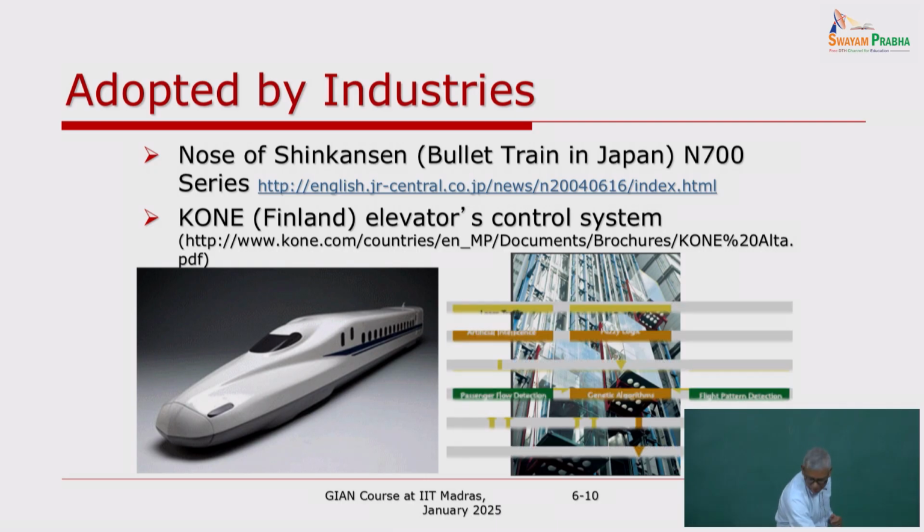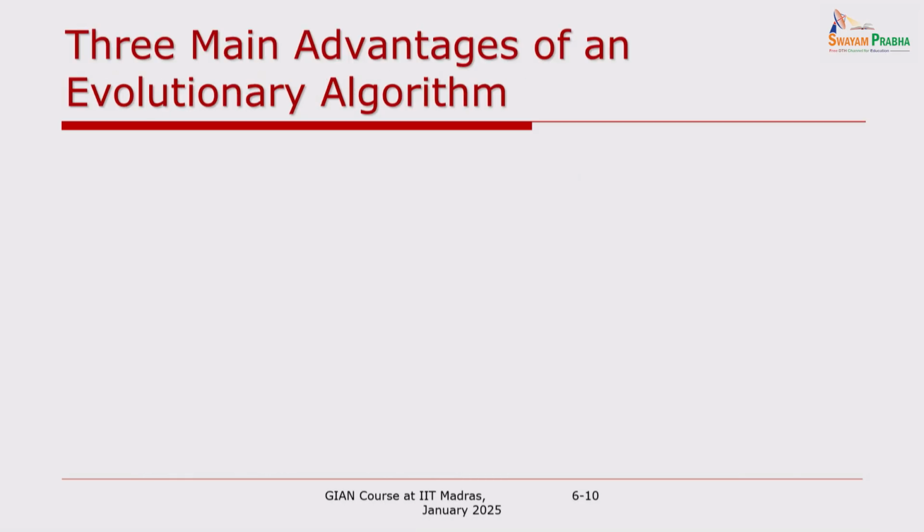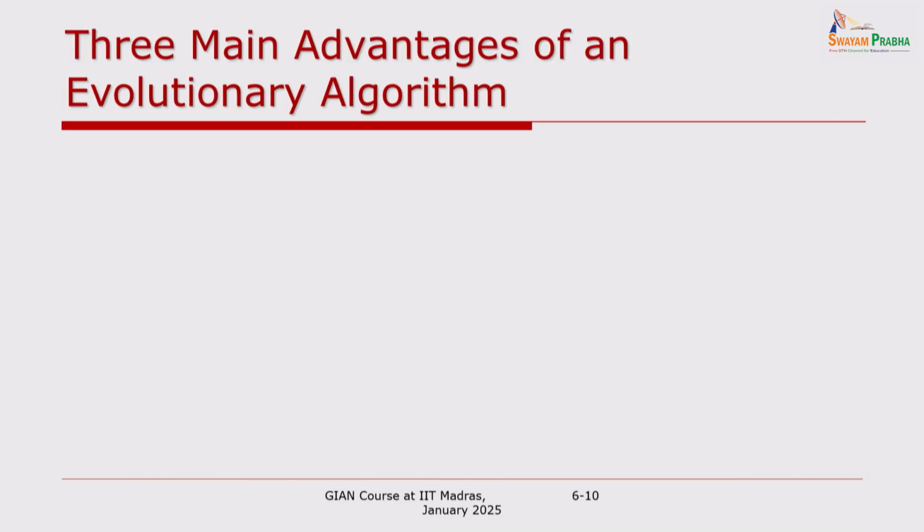Just to show you that it does that, from their manual I got this: you see, allocating landing calls using genetic algorithms. So they've been doing it since 1995. Recently I looked at this, I got some curve and they compared with various other methods. They keep on improving that GA. But this is something they're doing. These are just two examples, but there are lots of other things.